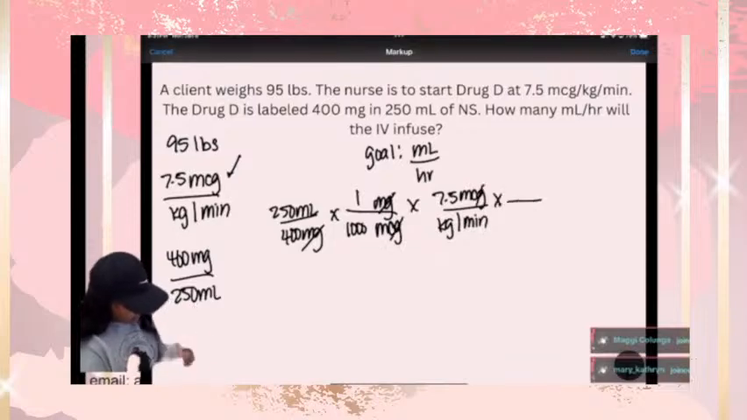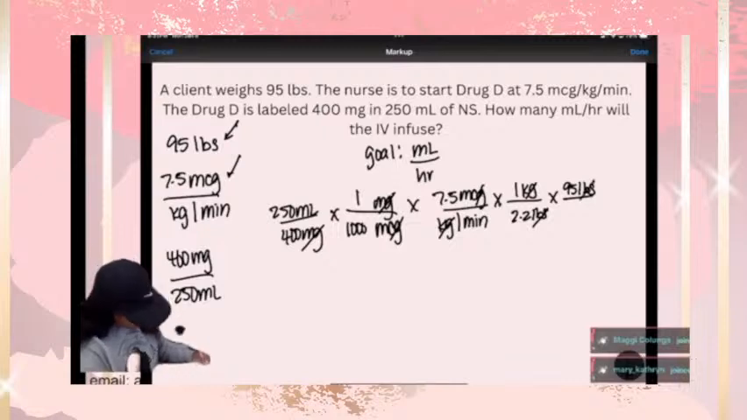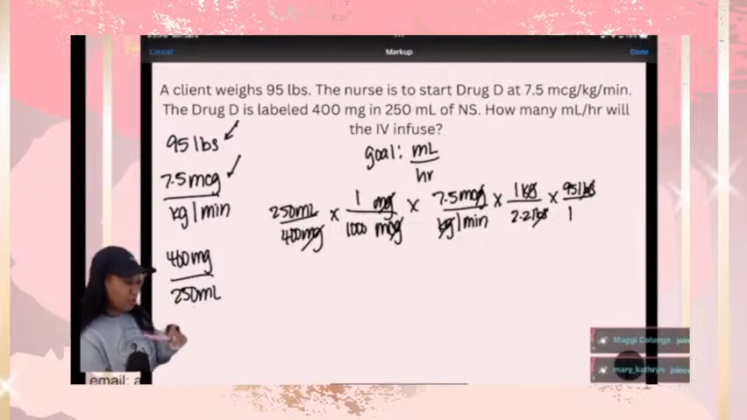Now we got our weight. Our weight is in pounds. So we got kilograms at the bottom. I'm going to put my kilograms at the top and my 2.2 pounds per kilogram at the bottom. Kgs are now gone. And now I can put my 95 pounds. And now my pounds are gone. We're going to put it over 1 just to know that, hey, this needs to go up there. This is not on the bottom. It's on the top line of numbers, okay?